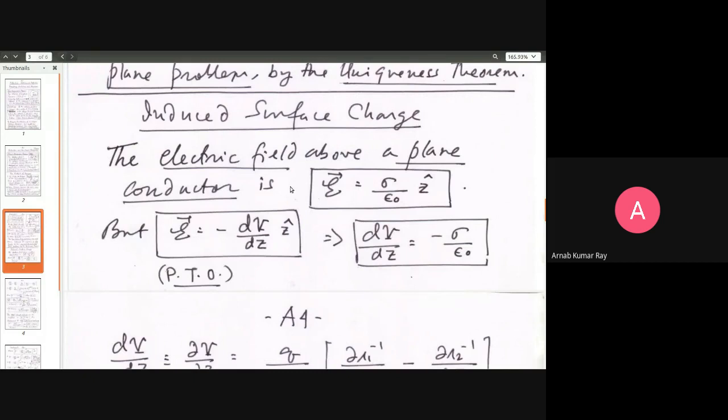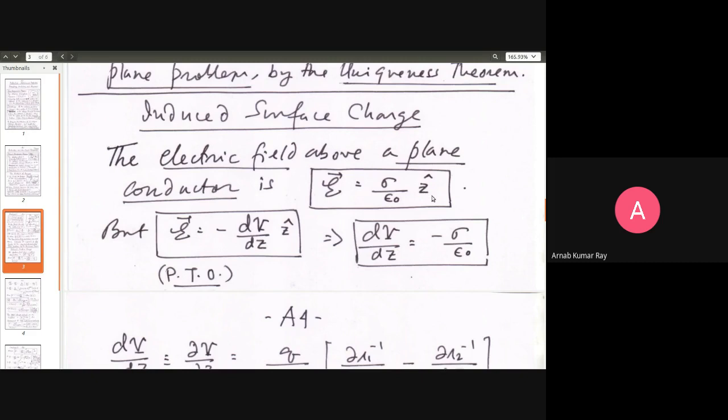We have discussed this point earlier also. We are extending the problem. So this discussion is that the electric field above a plane conductor is E equal to sigma by epsilon naught z cap. But the electric field is also the negative gradient of a potential function, minus dV dz. Therefore, minus dV dz is equal to sigma by epsilon naught. In case you are having any difficulty recalling what I'm talking about, E is equal to sigma by epsilon naught z cap.